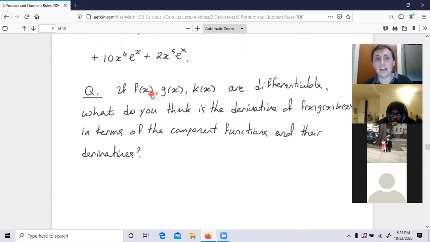And then again, I mentioned F, G, and K. Remember, if I take the derivative of F times G times K, if I want to take F times G times K and I want to take the derivative, could you write in the comments what you imagine will be the pattern for the derivative of a triple product?